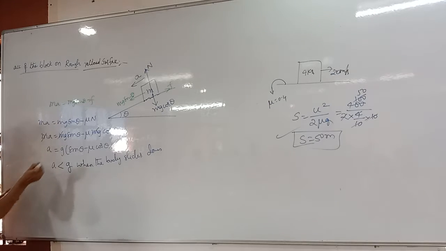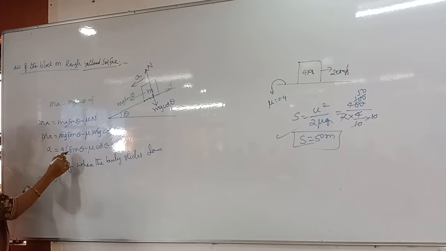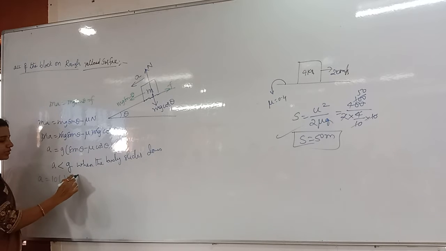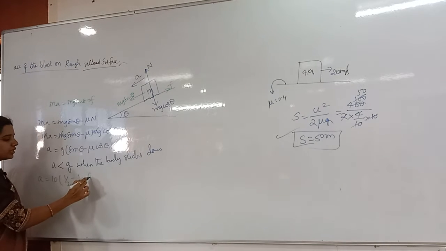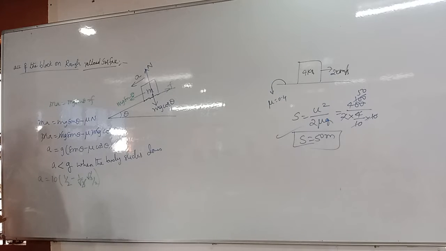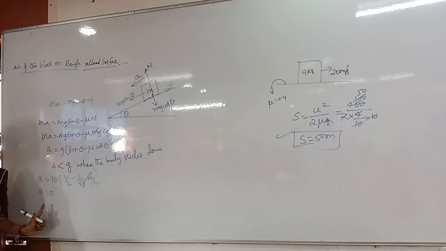See here, for example, a is equal to 10 into sin 30 minus mu cos 30, and I will take mu as 1 by root 3. So sin 30 is 1 by 2, minus 1 by root 3, cos 30 is root 3 by 2. How much will you get? 0. Yes, acceleration is 0. As compared to g, is the acceleration less or not? What is the g value? 10. So compared to 10, a is less here.